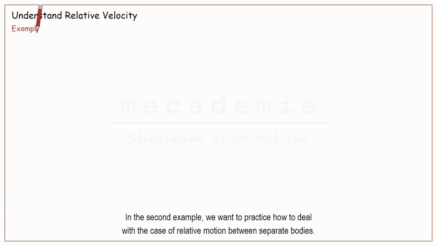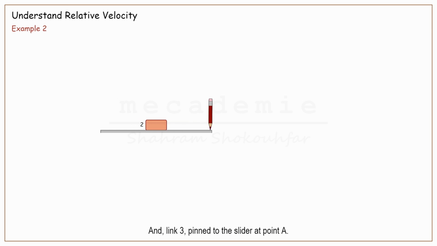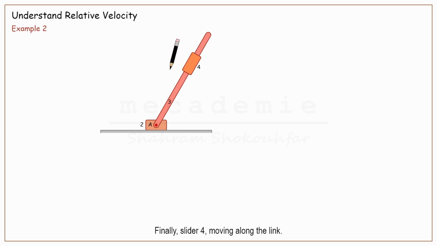In the second example, we want to practice how to deal with the case of relative motion between separate bodies. We have a body number 2 sliding on the ground, and link 3 pinned to the slider at point A. Finally, slider 4 moving along the link. And point B located at the center of the slider.